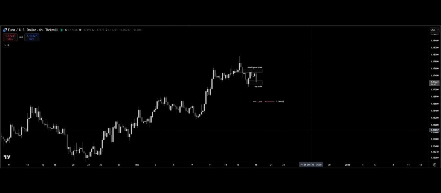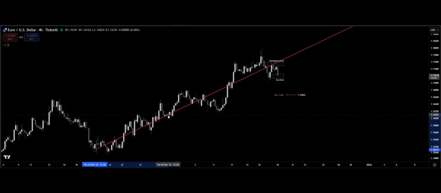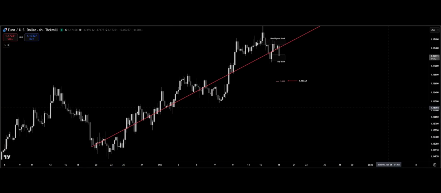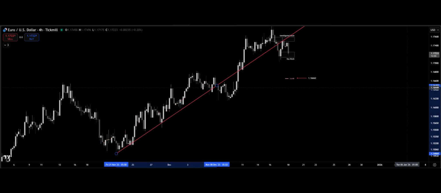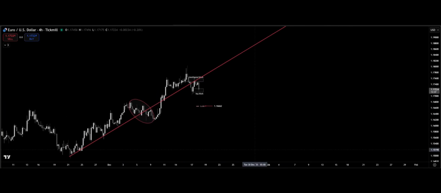I begin my analysis on the 4-hour chart, while the contextual framework is derived from higher time frames. Within this structure, I identify two distinct ranges: a broad, general range, and a more refined internal range.